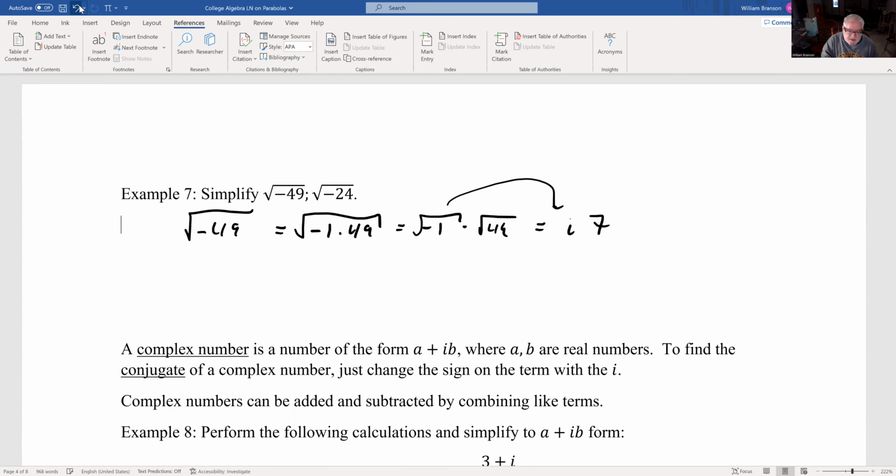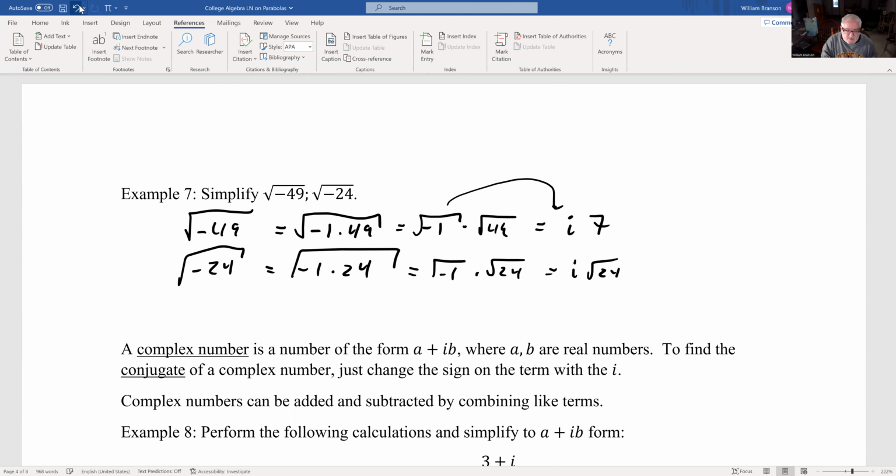Square root of minus 1 is i. Square root of 49 is 7. So square root of minus 24, same thing. It's minus 1 times 24. We take the square root of the whole thing, break that into square root of minus 1 times square root of 24. So that becomes i times square root of 24. So we deal with the minus sign essentially by bringing it outside as an i.